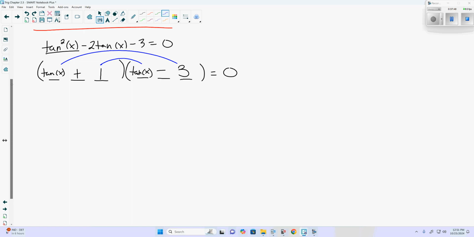Questions on how we factored this? I know I'm moving at a little bit brisker pace than we did the last few. But we feel good about getting to this point.